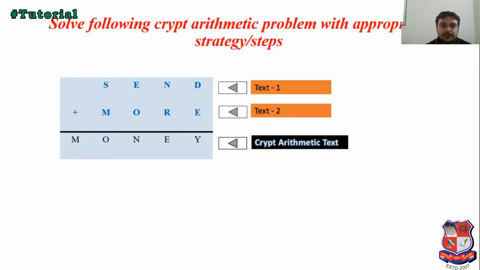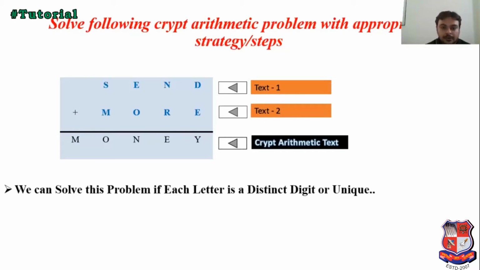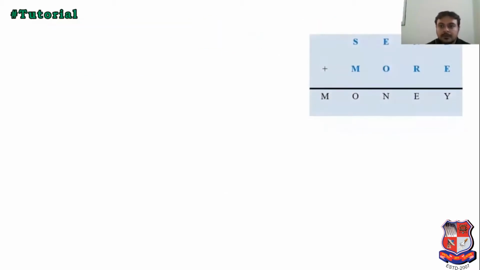In this type of example, we predict a value for every letter, and that value is unique. We can predict a value between 0 and 9. So we can start to solve this type of problem. First, we divide our word 1 and word 2 into 5 columns.